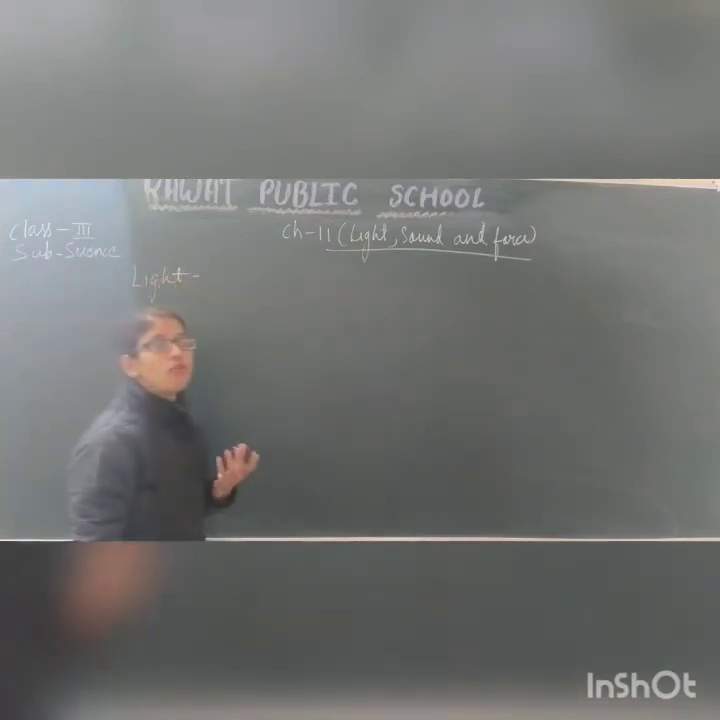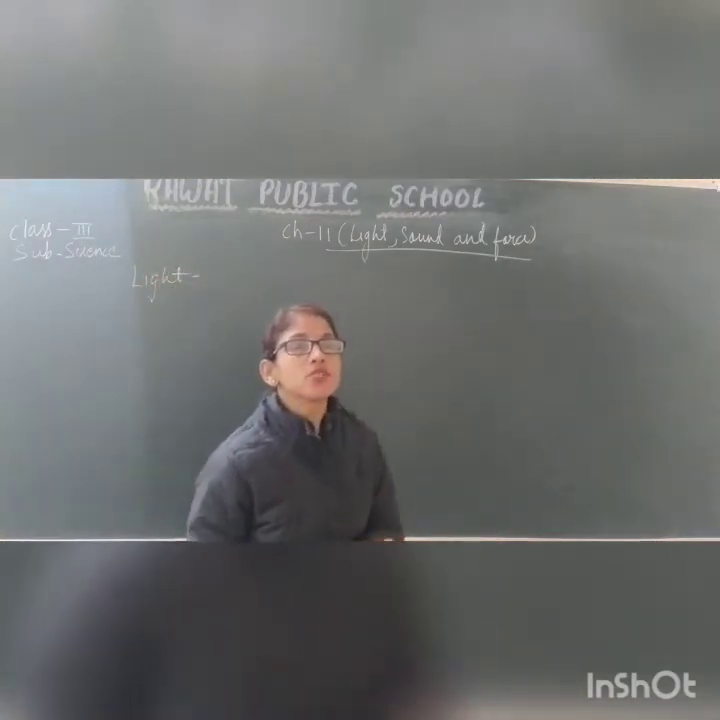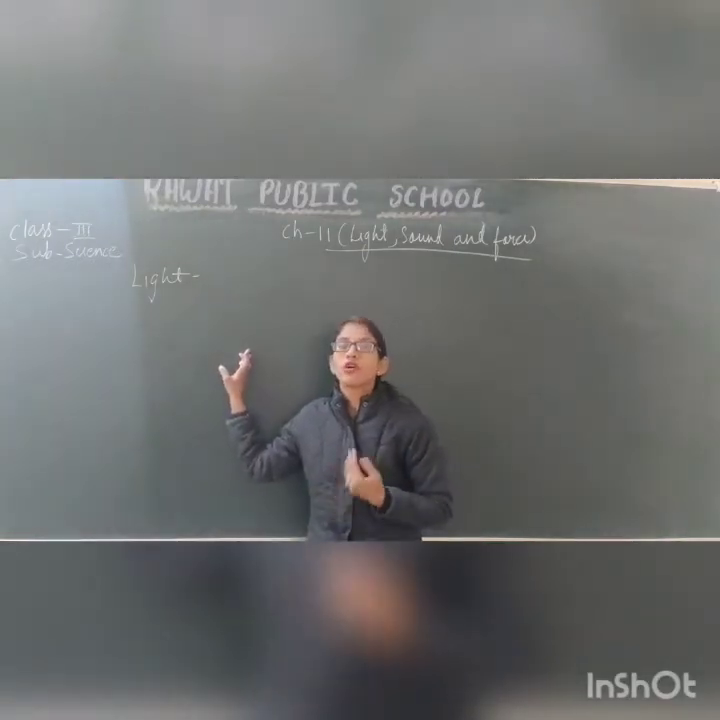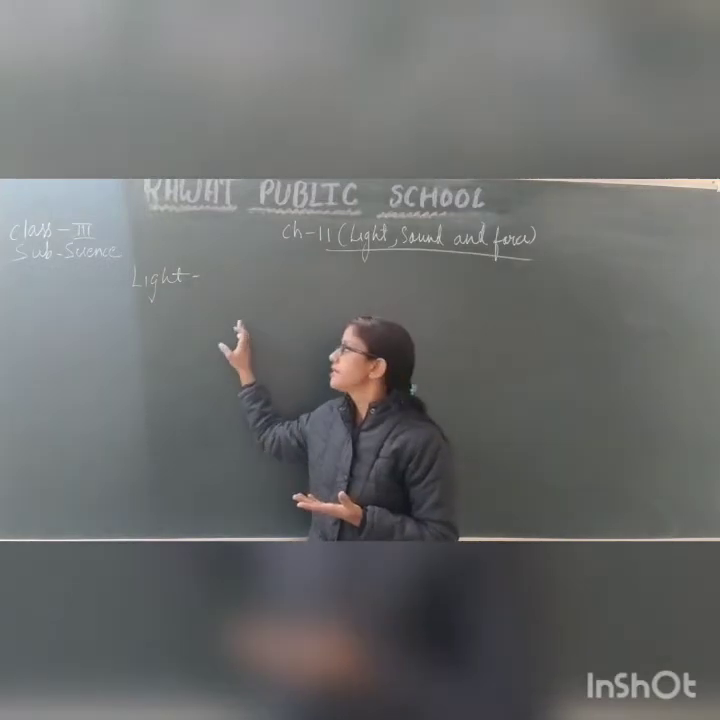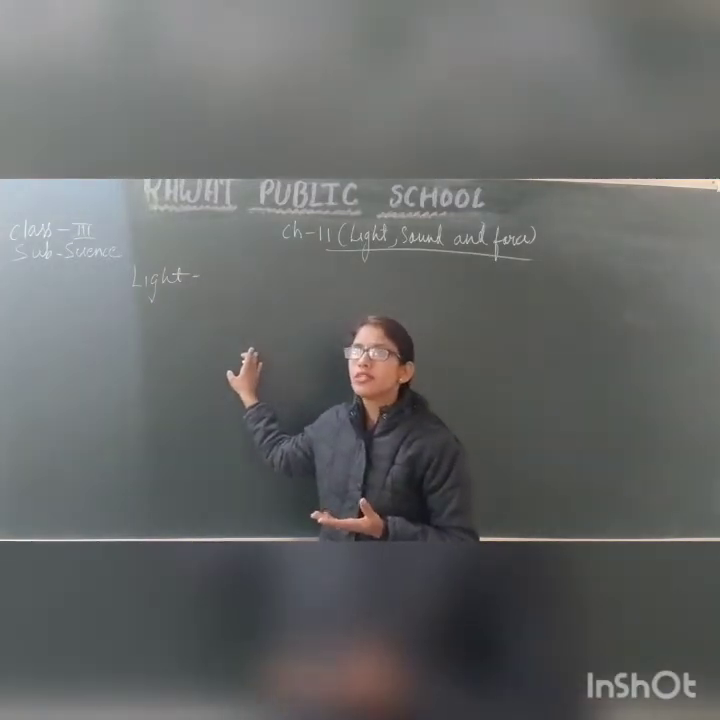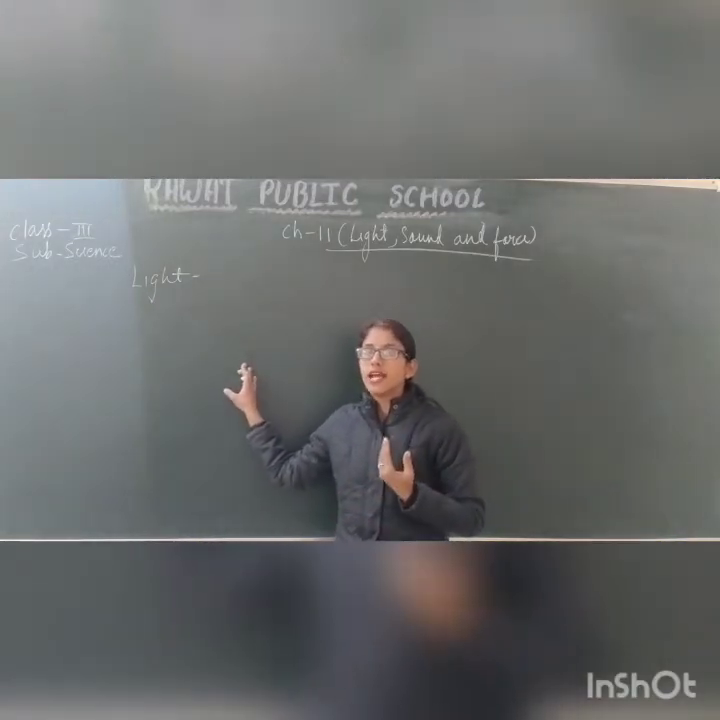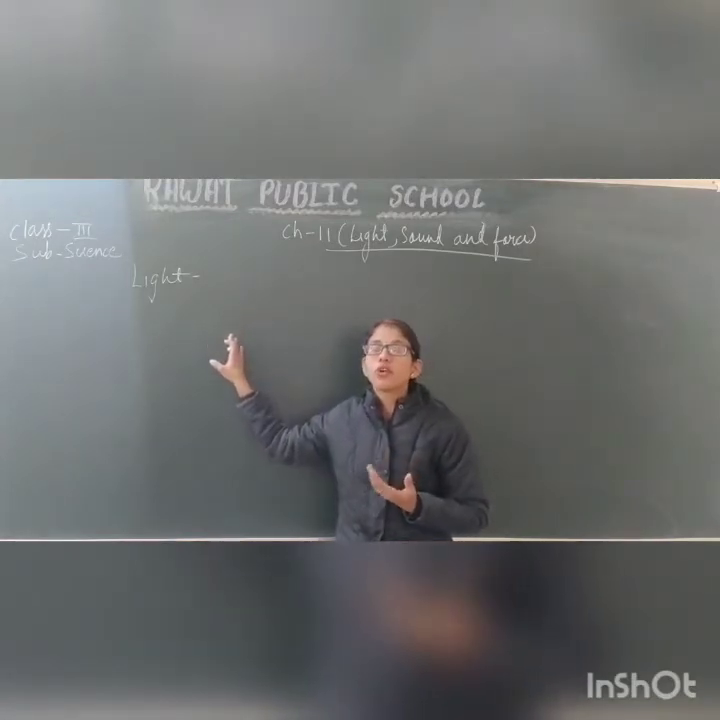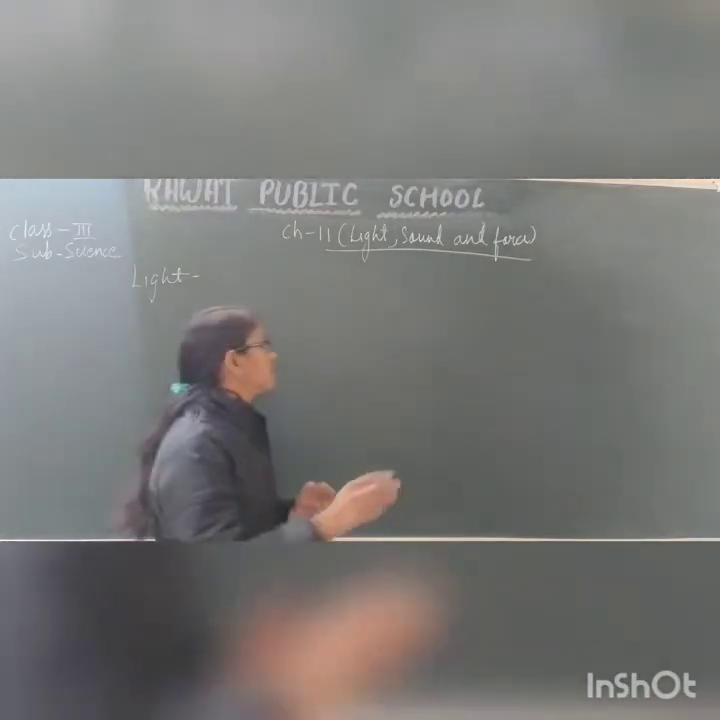It is a form of energy that helps us to see the things present around us. In the absence of light, we will not be able to see anything. As we all know, eyes help us to see the object, but if light is not there, we will not be able to see the object.